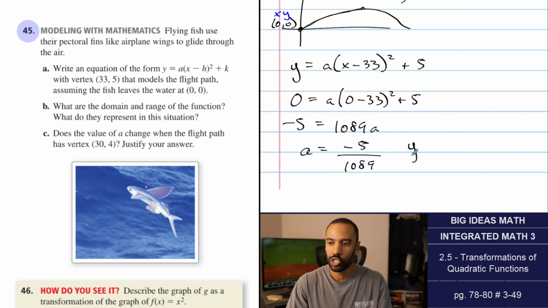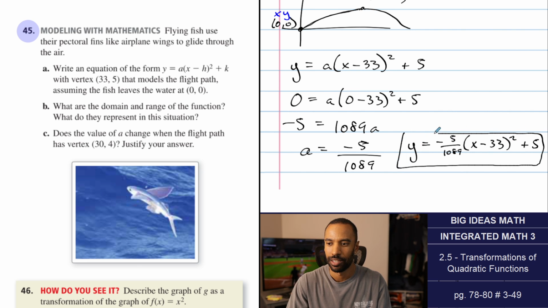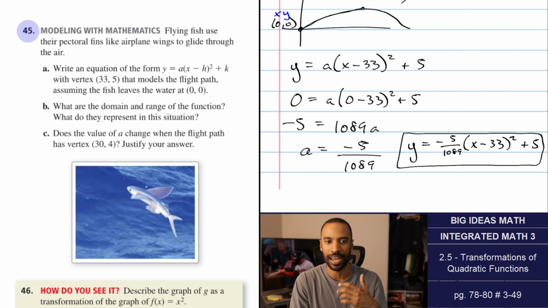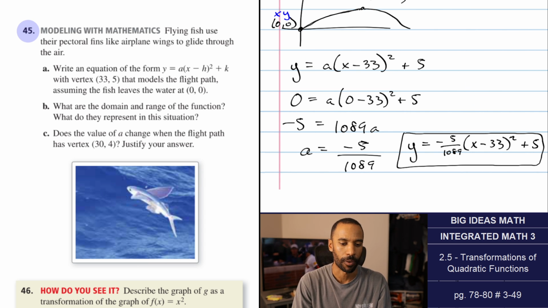So my equation will be y equals negative 5 over 1,089 times x minus 33 quantity squared plus 5. Weird looking answer, totally. But that's the one for the flying fish to have that stretch factor, to jump from the water and then to hit that height, right? That's what we're looking at.